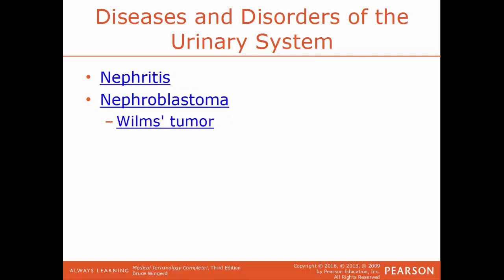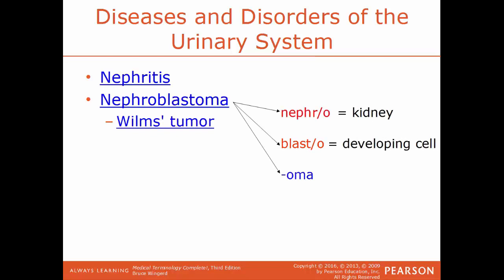Our next term, nephroblastoma, is also known as Wilms's tumor, and we're going to break down that term. Nephro means kidney. Blasto means a developing cell. Then oma is a tumor.